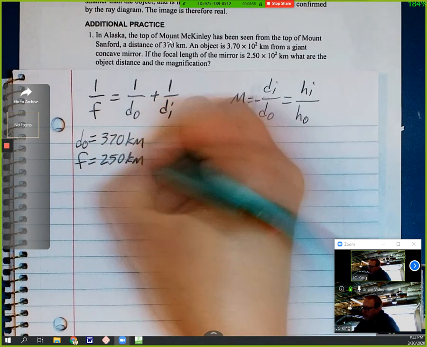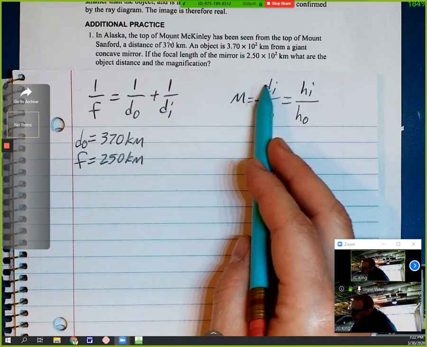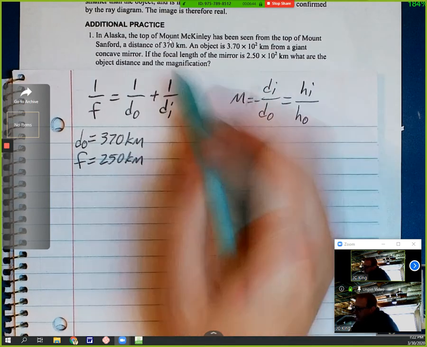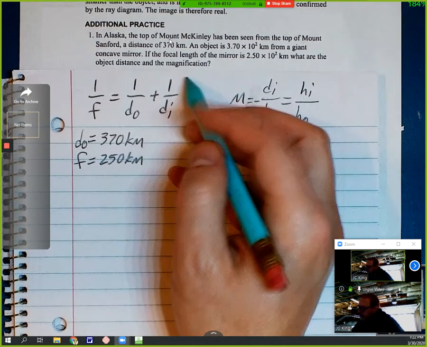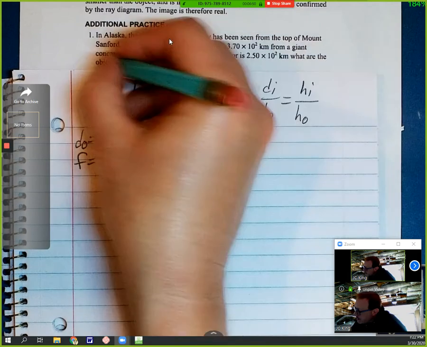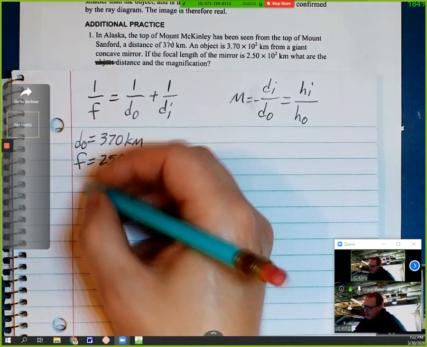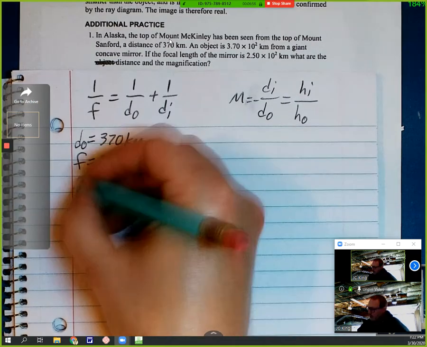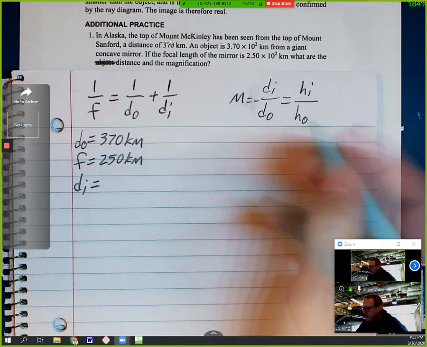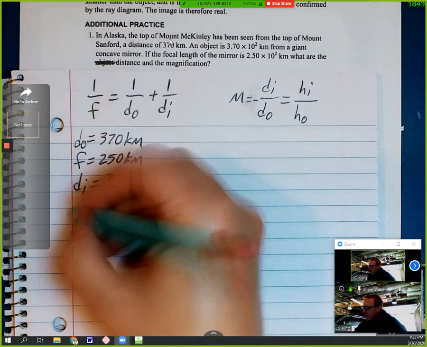They want us to find, see, I'm thinking that that is still a typo right there. They're wanting us to find the image distance, not the object distance. So we're looking for DI. That's probably why we were confused the other day, is because that is a straight up typo. And they also want us to find the magnification factor.